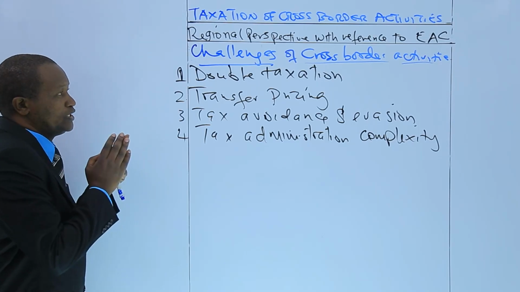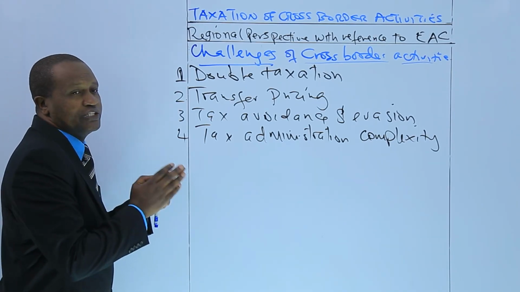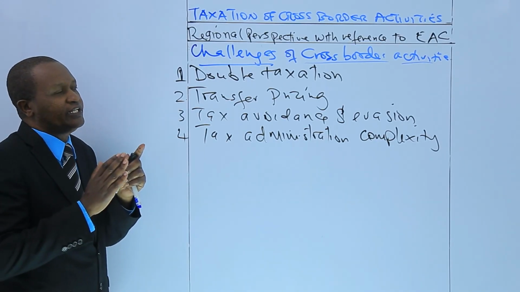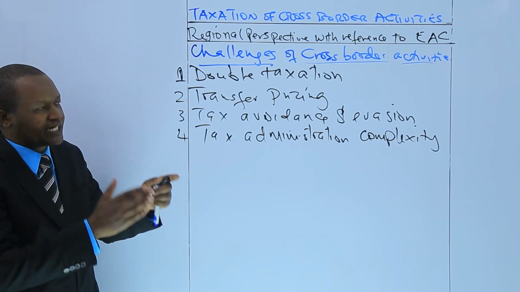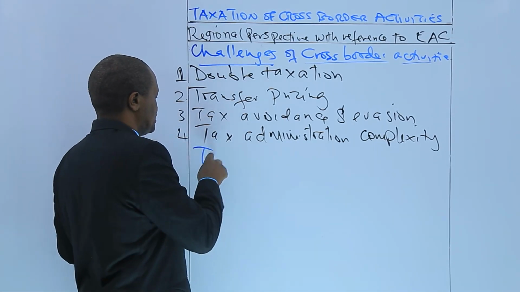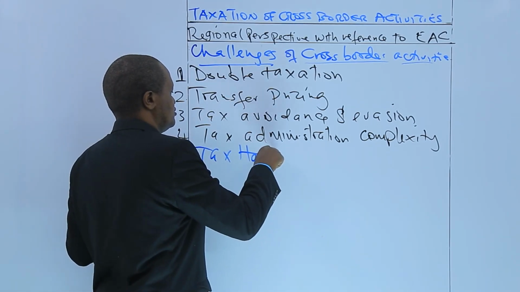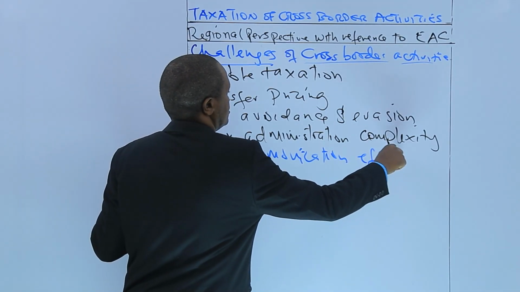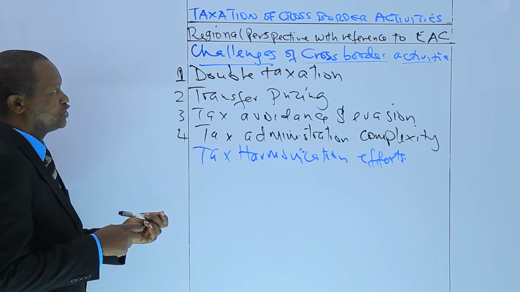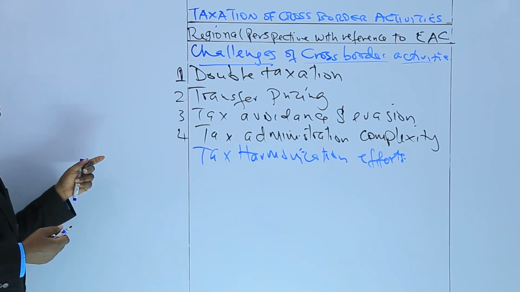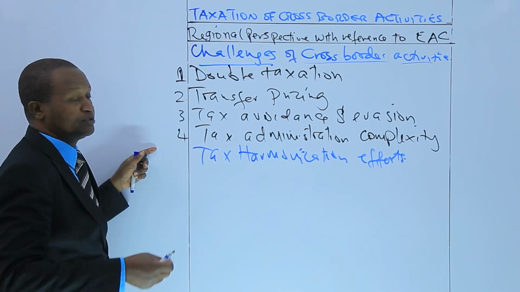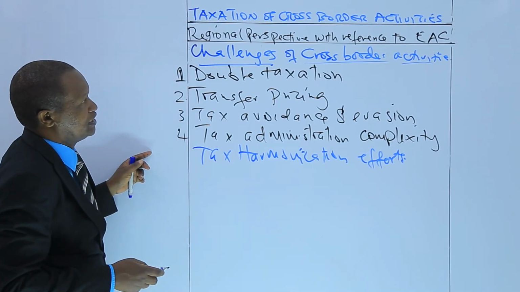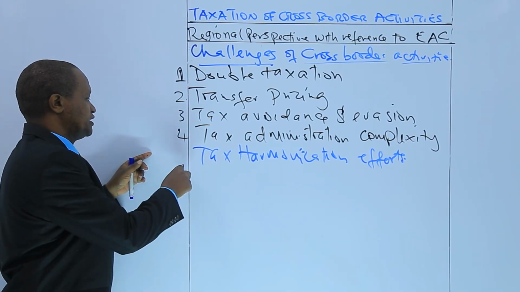So the next question is, what are the tax harmonization efforts in the East African community? Given the challenges associated with cross-border activities, what efforts has the East African community put in place to reduce some of these challenges or to mitigate against the challenges of cross-border activities?